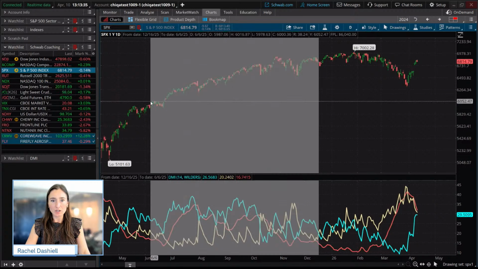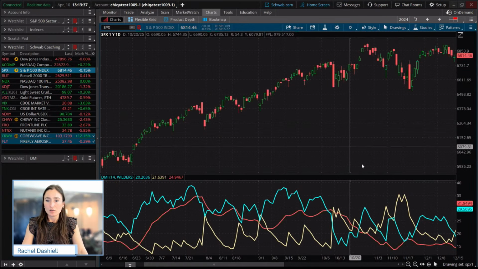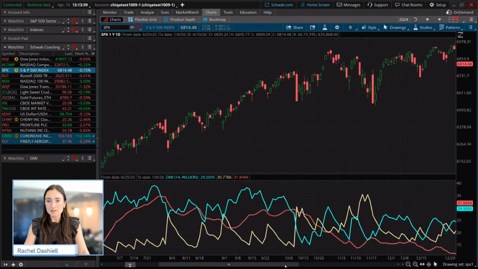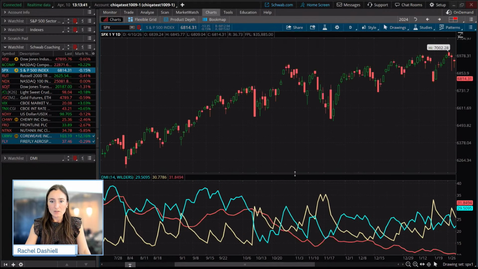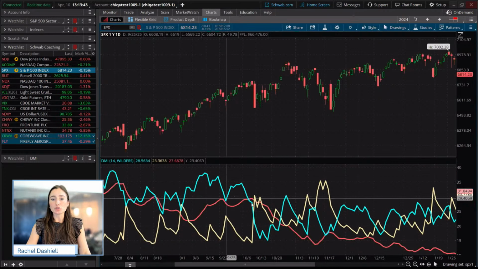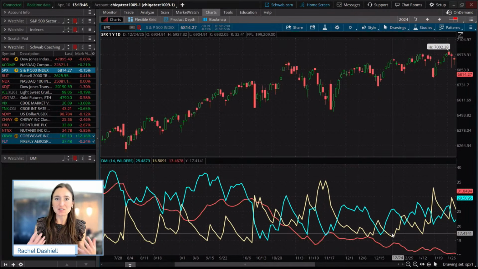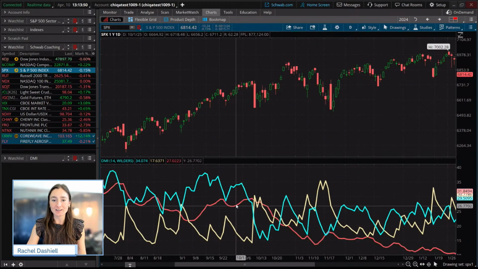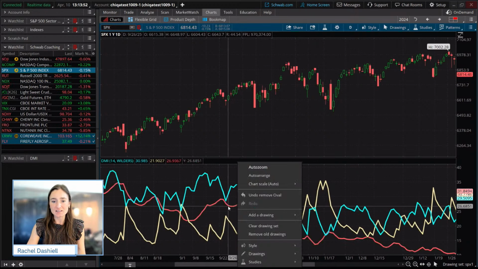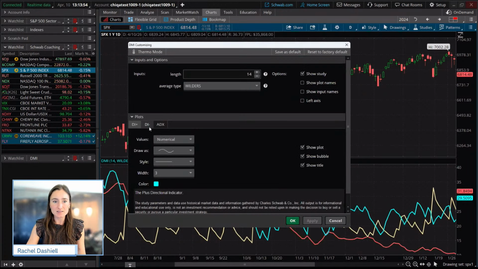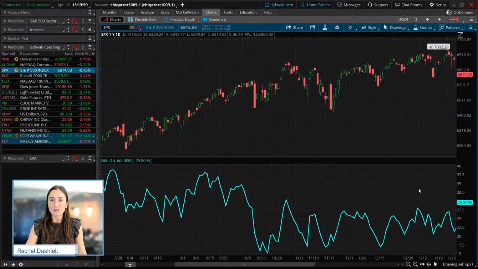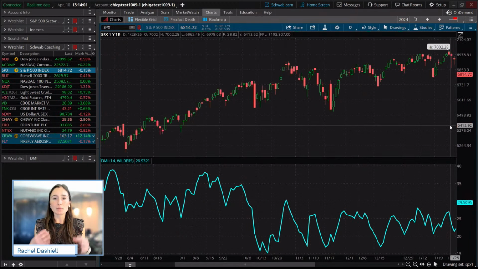Let's use right here as an example. If we just isolate the blue, I know it's kind of messy down there because you're seeing three lines, but let's just focus on the blue line right now. I'll make it a little easier so you guys can see this as well. I'm going to edit this and hide both of these just for a moment. Now you can see the blue line, and remember that the blue line is positive directional movement.